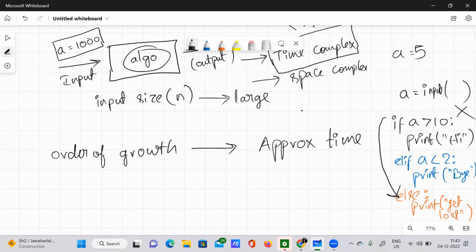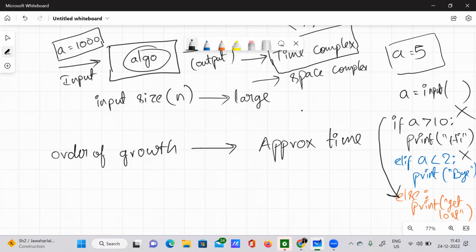Why? Because a will never be greater than 10. Why? Because our a value is 5. So this statement is wrong. So it enters into the elif block of code. So here, is 5 less than 2, or is it greater than 2? Obviously 5 is greater than 2, right? So this statement will also be wrong. So obviously it enters into the next block of code, that is the else block. So it prints out get lost, right? So this will be the basic program.